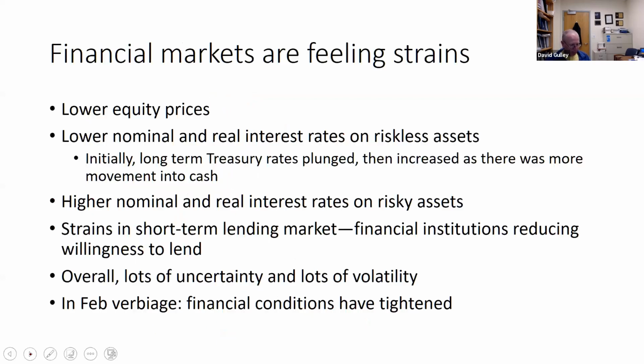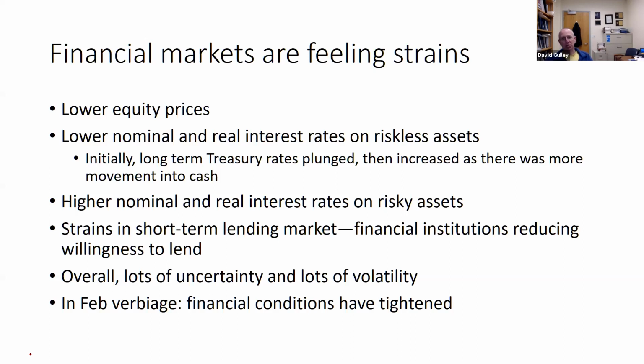So financial markets, unsurprisingly, are feeling a lot of strains here. I have some graphs in just a couple of minutes. We've seen dramatically lower equity prices across most of the world. We've seen lower nominal and real interest rates on riskless assets. And what was interesting is that initially long-term treasury rates plunged even lower than where they are today, and then increased because people initially moved into treasuries, which were viewed as safe, and now to some extent are moving out of treasuries and into cash because that's viewed as even more safe given the current environment. But we've seen, however, higher nominal and real rates on risky assets. And again, I've got a visual on that in just a minute.